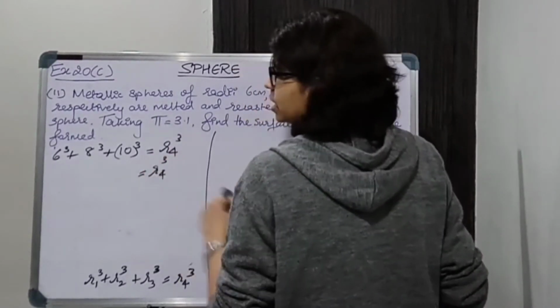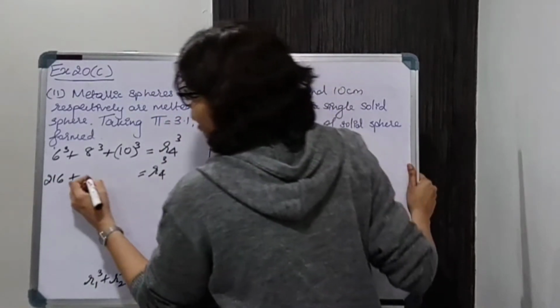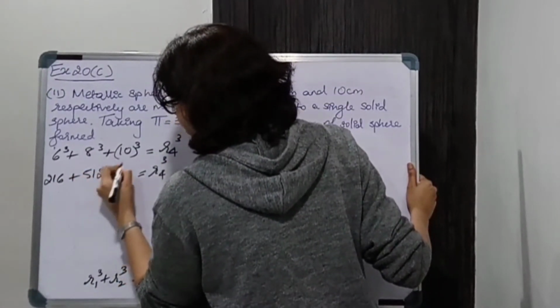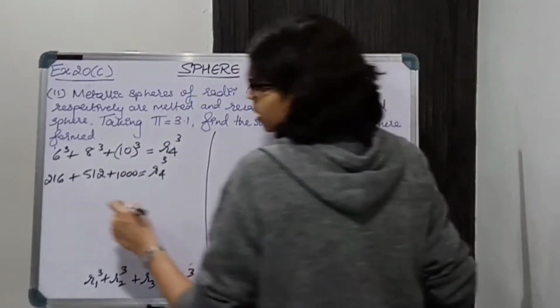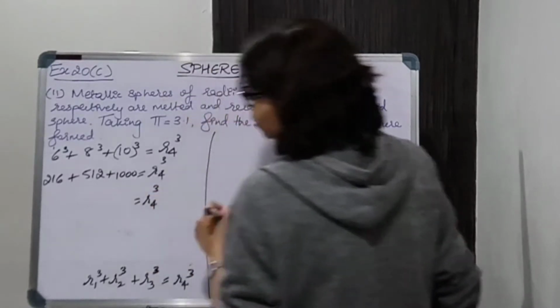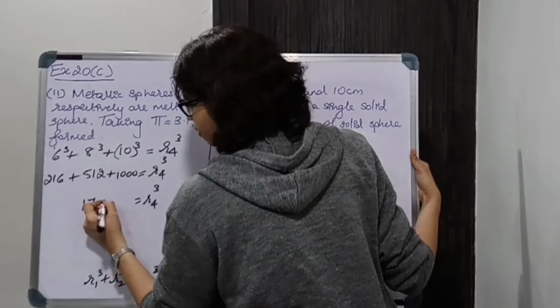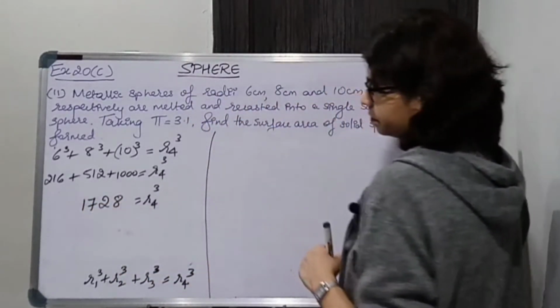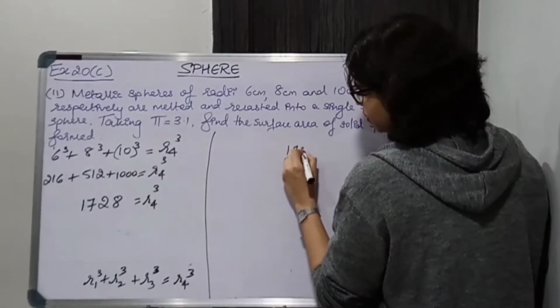So r4 cube is equal to 6 cube is 216, 8 cube is 512, and 10 cube is 1000. So we'll add these. So r4 cube is equal to 1728. Now we factorize this.